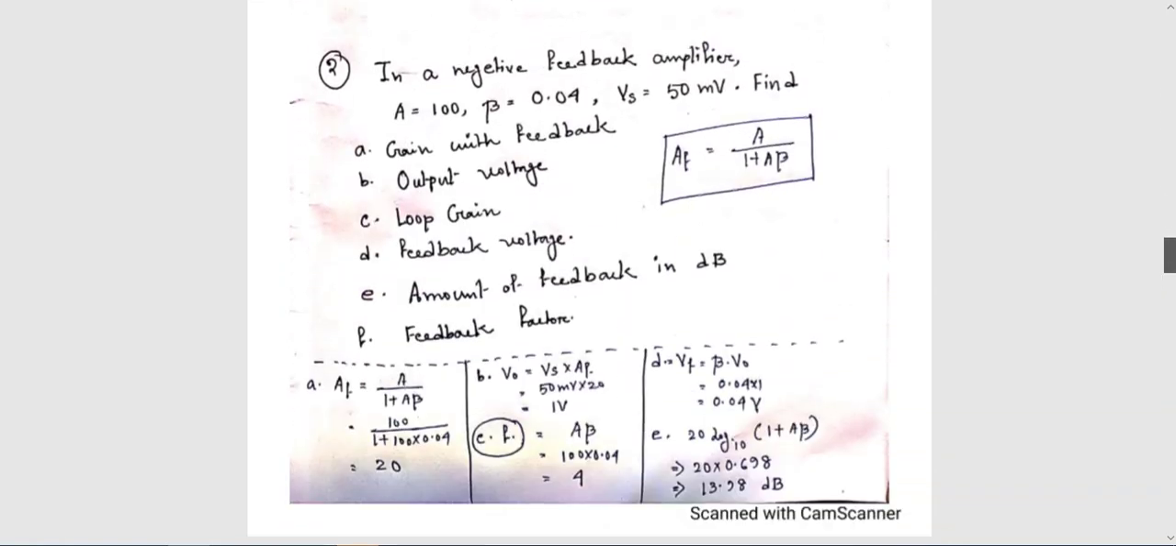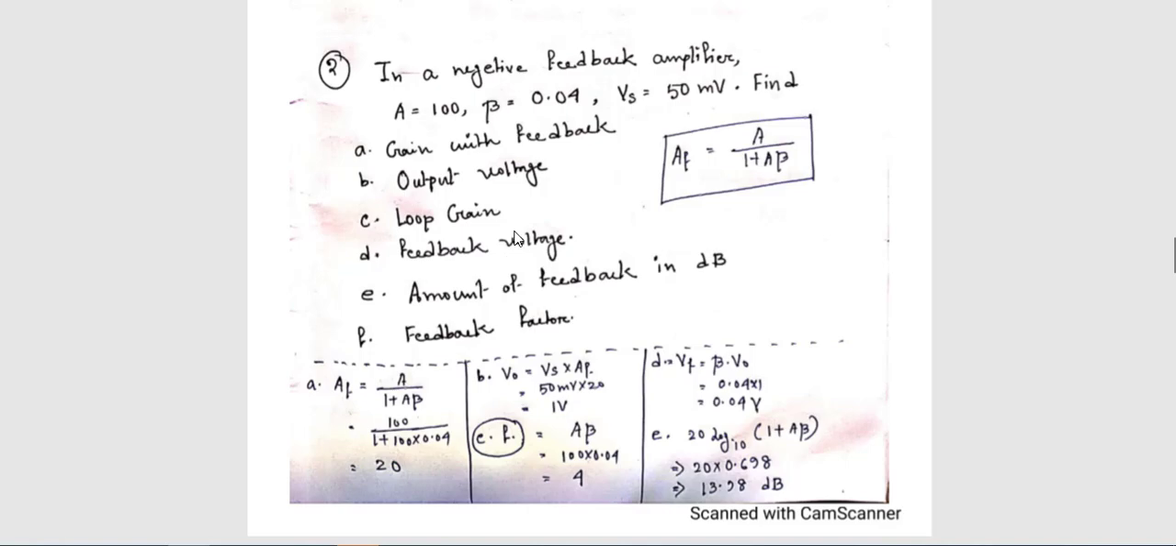Next come to the second question: in a negative feedback amplifier, A is equal to 100, beta is equal to 0.04, Vs is 50 millivolt. What is Vs? Vs is the supply voltage. You have to calculate the gain with feedback. What is the expression of gain with feedback? AF is equal to A divided by 1 plus A beta. You are given A and beta, so you can easily calculate the value.